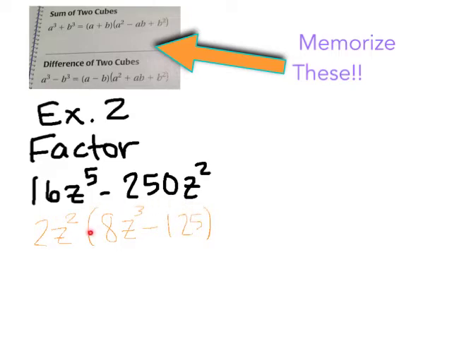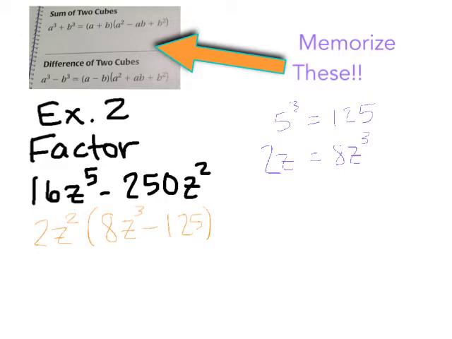And this guy right here looks like this guy right here. So 125 is 5 cubed, and 8z, let's see here, 2z is 8z cubed. So there's my two pieces.